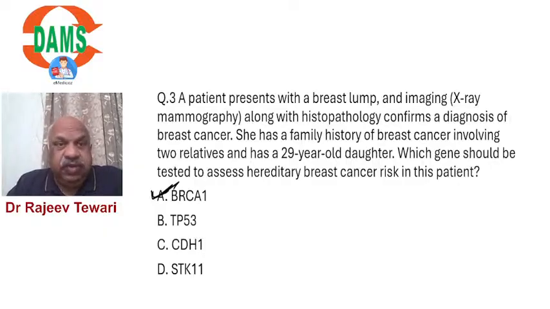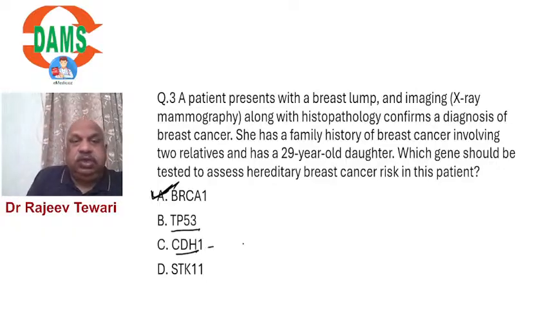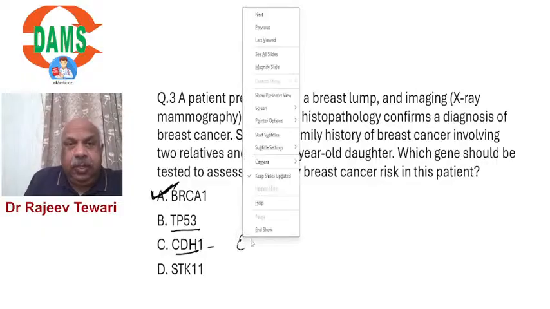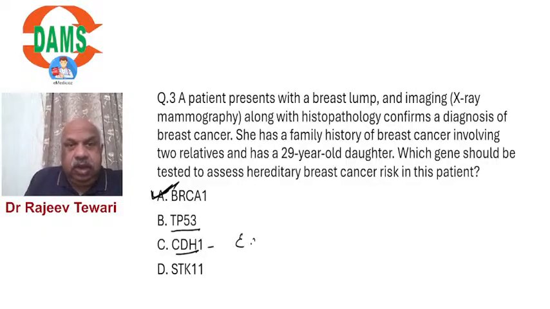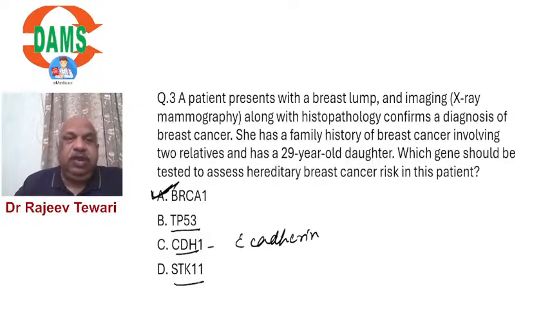BRCA1 is on chromosome 17, BRCA2 on chromosome 13, and BRCA1 has a higher association, 70 to 90%, versus 60%, but both are strongly associated. TP53, which is Li-Fraumeni syndrome, can also cause it. CDH1 mutates E-cadherin. E-cadherin is for lobular cancer, and STK11 is Peutz-Jeghers. All three can cause breast cancer, but screening is only done for BRCA1.